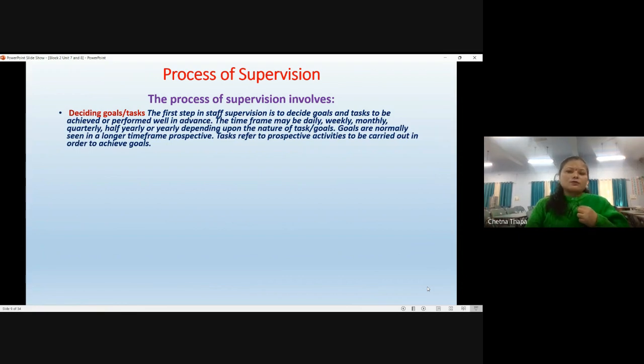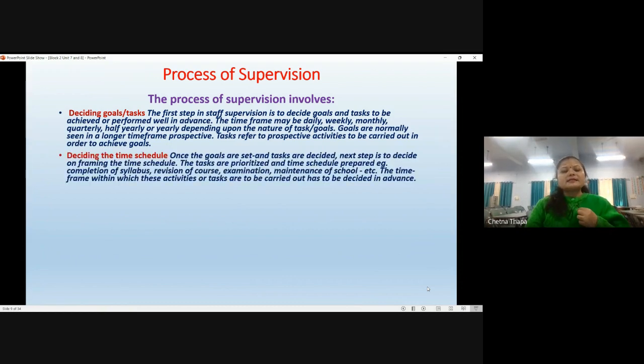So the first and foremost process of supervision requires that you should decide your goal, and then you should plan your tasks. Now, the second is deciding the time schedule. Once the goals are set and the tasks are decided, the second step is to frame the time schedule. There might be plenty of tasks. You might have planned plenty of tasks for the achievement of that particular goal. But these tasks need to be prioritized, and they have to be in a certain time schedule.